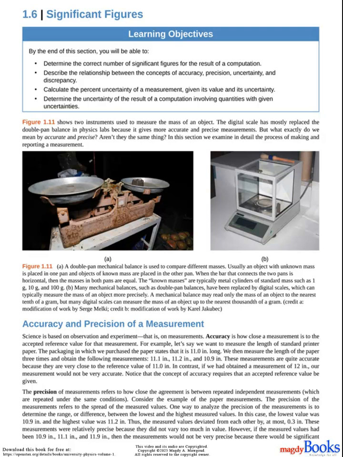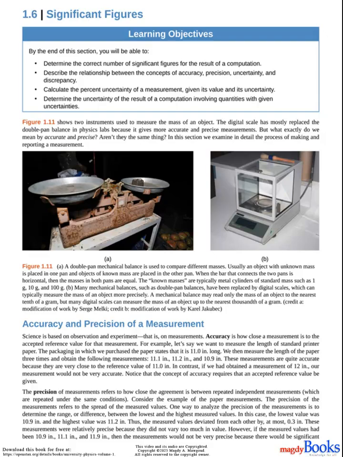Figure 1.11. A. A double pan mechanical balance is used to compare different masses. Usually an object with unknown mass is placed in one pan and objects of known mass are placed in the other pan. When the bar that connects the two pans is horizontal, then the masses in both pans are equal. The known masses are typically metal cylinders of standard mass such as 1 gram, 10 gram, and 100 gram.